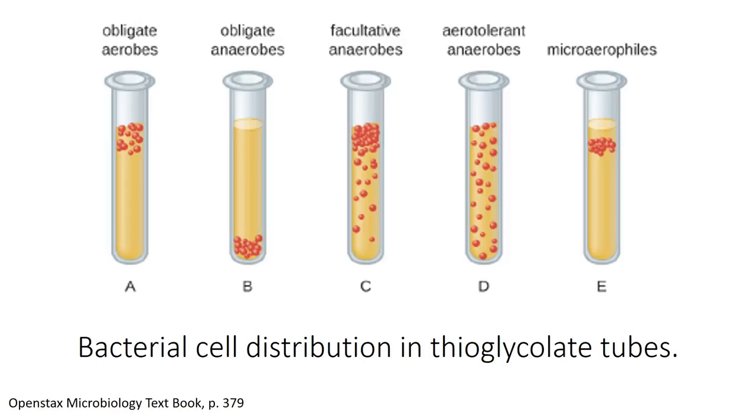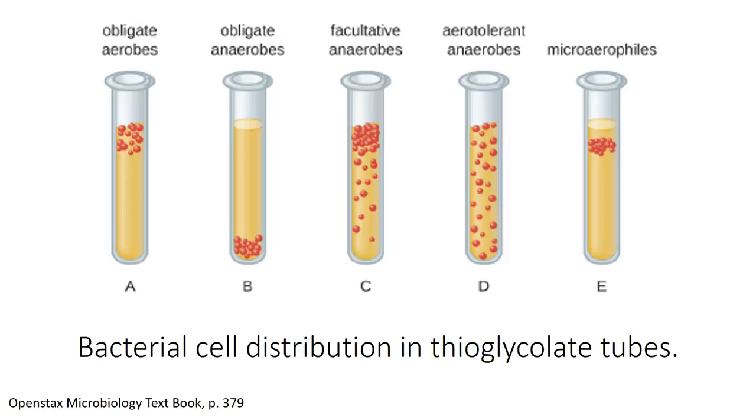So these aerotolerant anaerobes in tube D do not use oxygen because they usually have a fermentative metabolism, but they're not harmed by the presence of oxygen. So they're obligate anaerobes, but the presence of oxygen does not harm them.